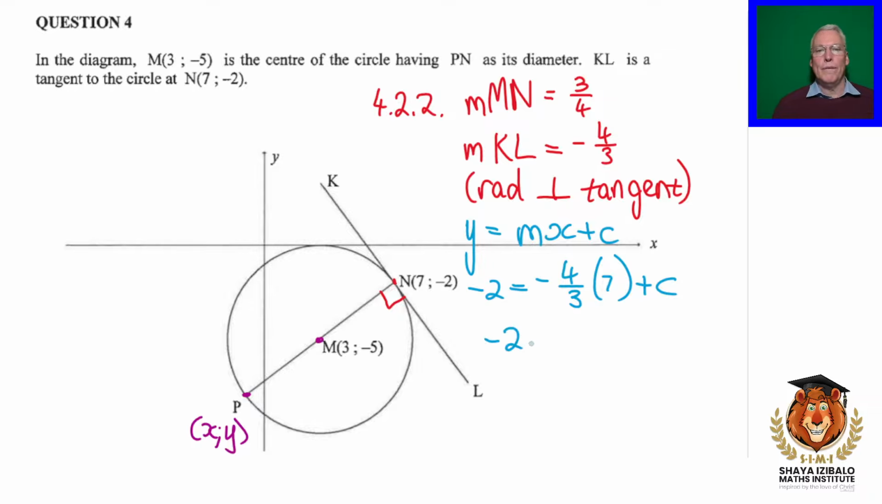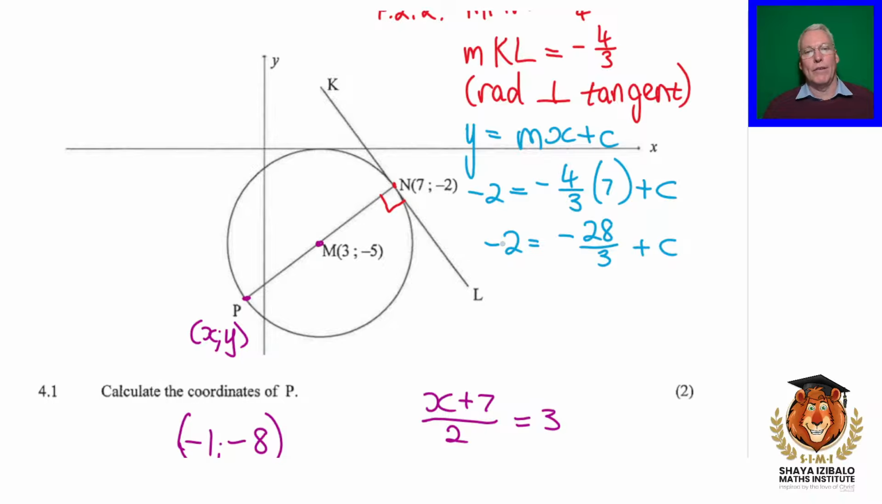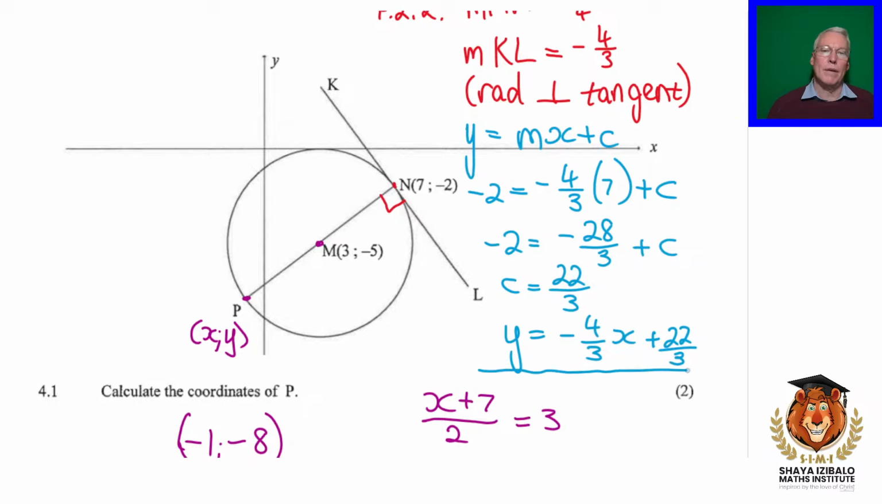So we get negative 2 equals negative 28 over 3 plus c. Let's add 28 over 3 to both sides, bearing in mind that negative 2 is actually negative 6 over 3. So it's negative 6 over 3 plus 28 over 3. We actually get that c is 22 over 3. And we get our final answer for the equation of the tangent to be y equals negative 4 over 3 x plus 22 over 3. That's a very, very standard question type.